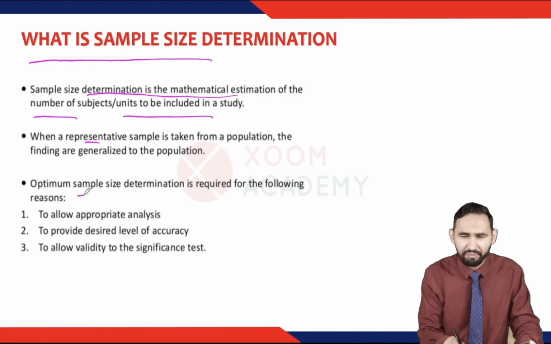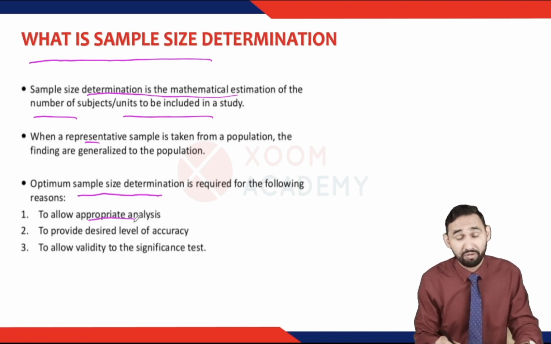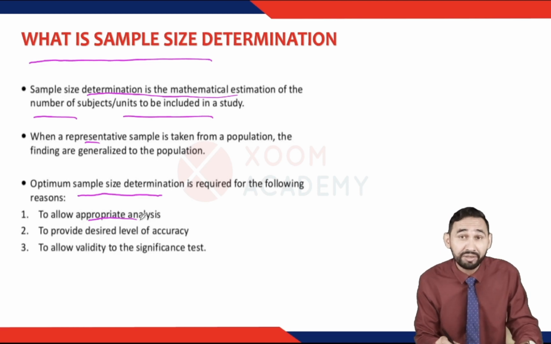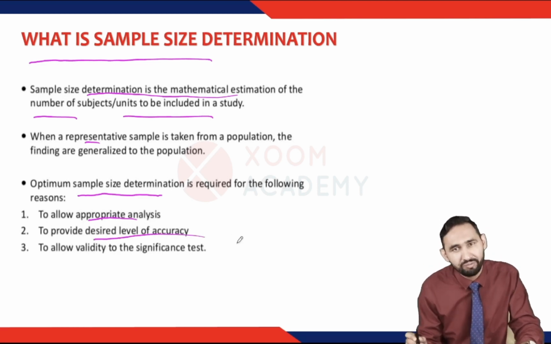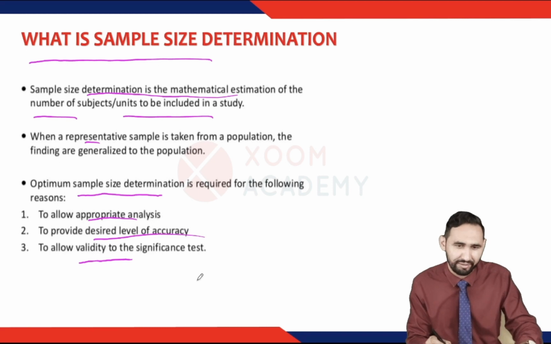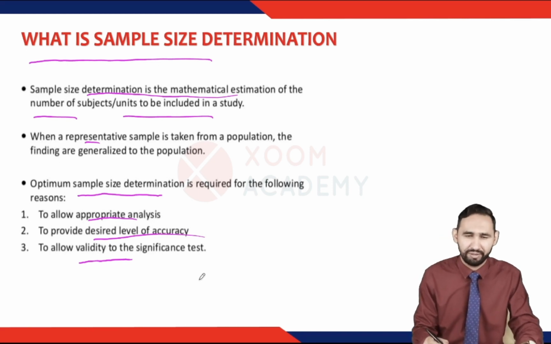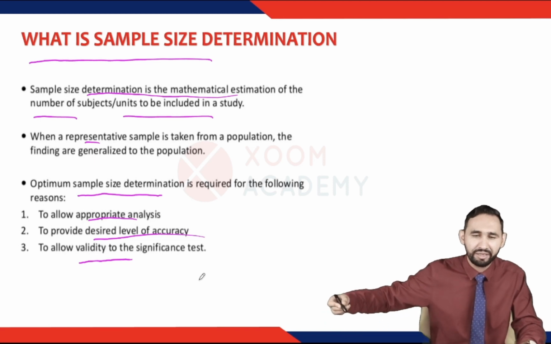What is optimum sample size, or why is optimal sample size required? There are the following reasons: to allow appropriate analysis. For accurate, appropriate analysis, an appropriate sample size is required to provide the desired level of accuracy. Our result should be accurate. We need accuracy to allow validity or significance of the test. That's why we determine a sample. So we need appropriate analysis, accuracy, and significance.